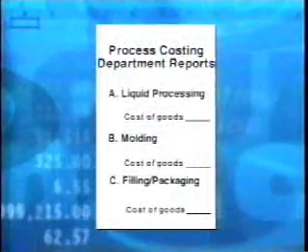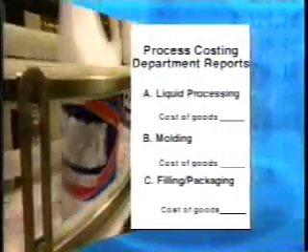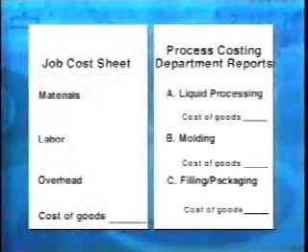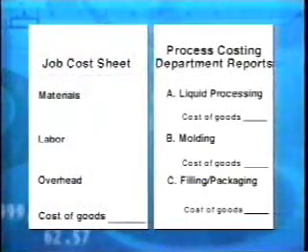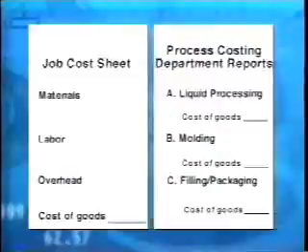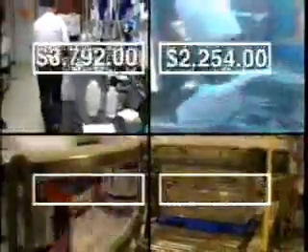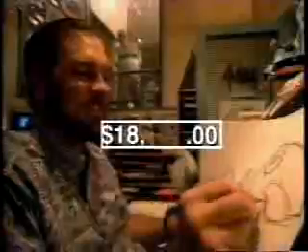The departmental production report is the key document in process cost accounting and is one way in which it differs from job order cost accounting. It reflects the difference in the way costs are accumulated by department or process, rather than by the individual job order.